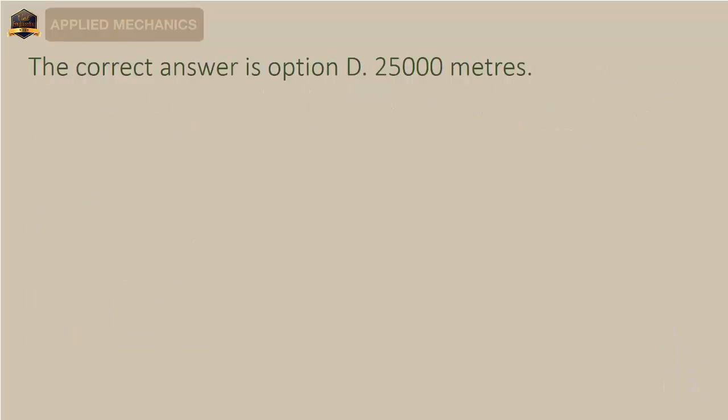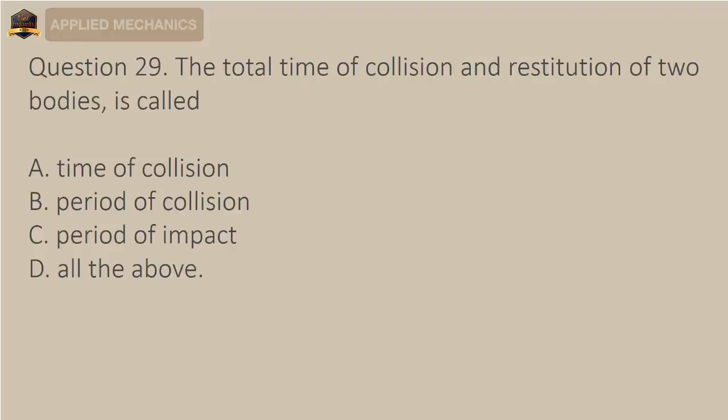Question 29. The total time of collision and restitution of two bodies is called A. Time of collision, B. Period of collision, C. Period of impact, D. All the above. The correct answer is option D, all the above.